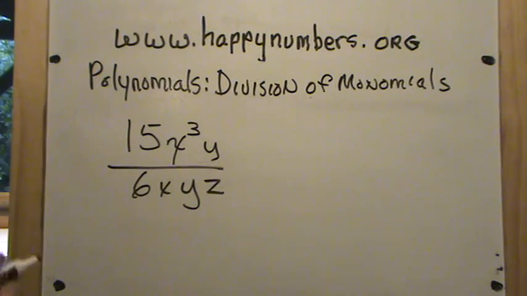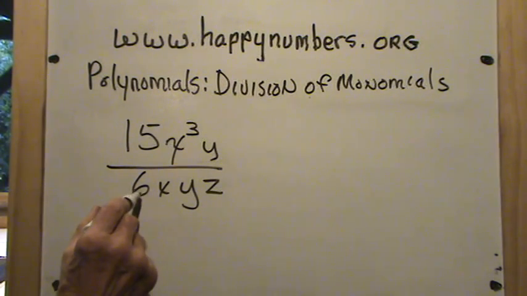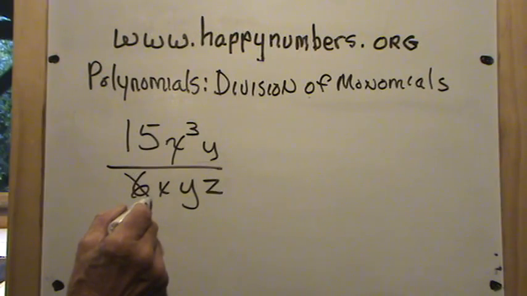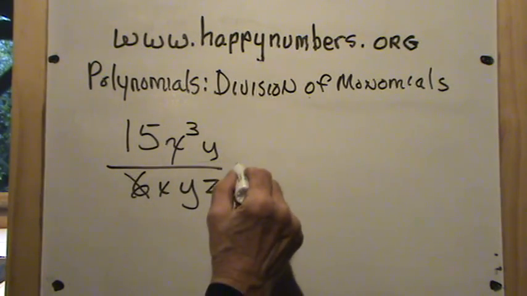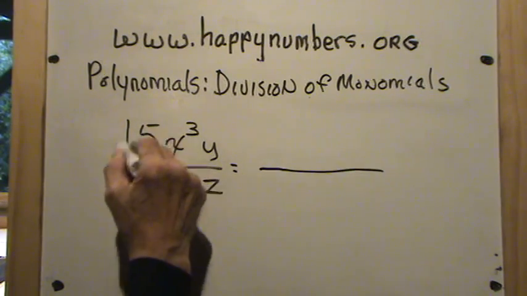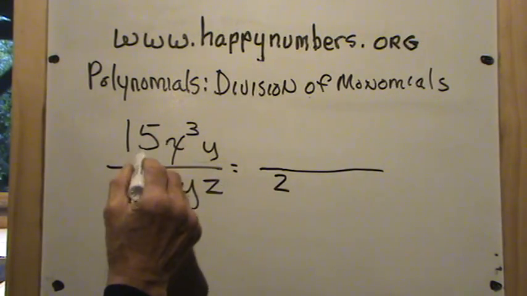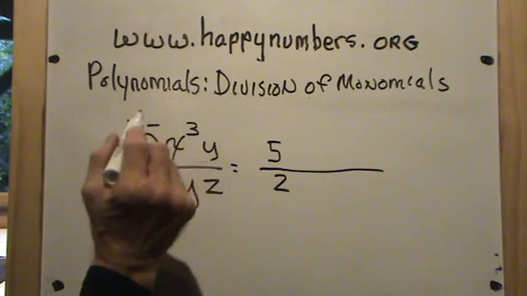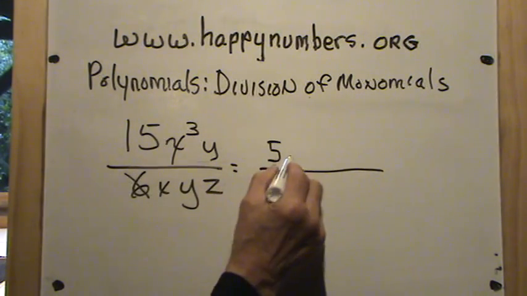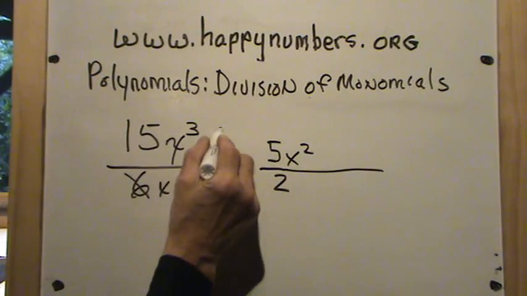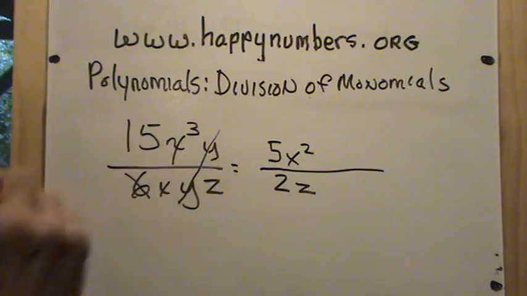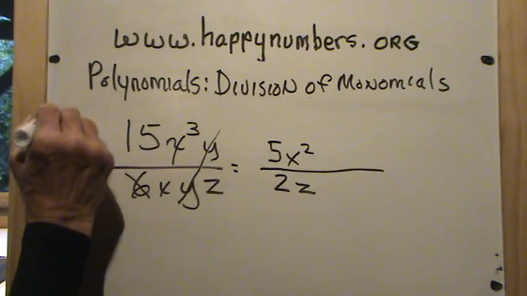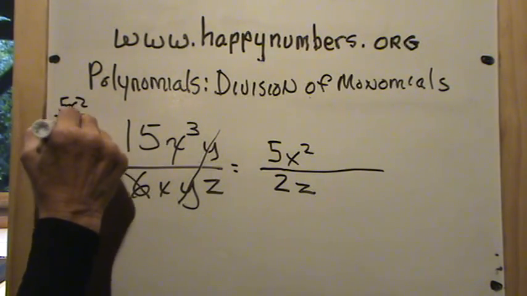All right. Well, 6 can go into 6, but 6 can't go into 15. But I can say that 3 can go into 6 two times. We're going to deal with the coefficients first. 3 goes into 6 two times. 3 goes into 15 five times. Now I have x to the first and x to the third, so subtracting gives me x squared. The y's would cancel out, and here I would have z. So my answer would be 5x squared divided by 2z.